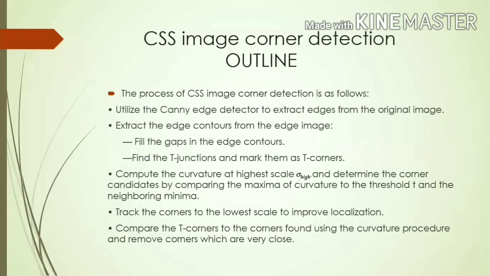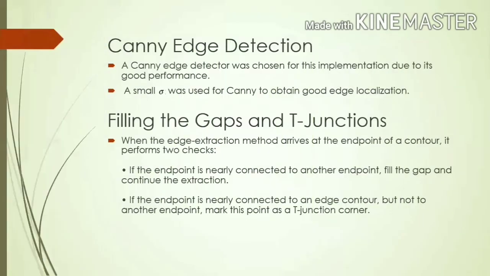The following is an explanation of each stage of the CSS corner detector. Let's start with Canny edge detection. The first stage of the CSS corner detection method is edge detection. A Canny edge detector was chosen for this implementation due to its good performance. A small sigma was used for Canny to obtain good edge localization.